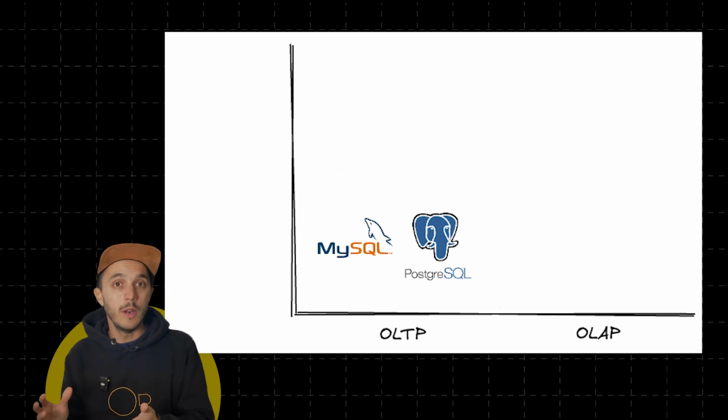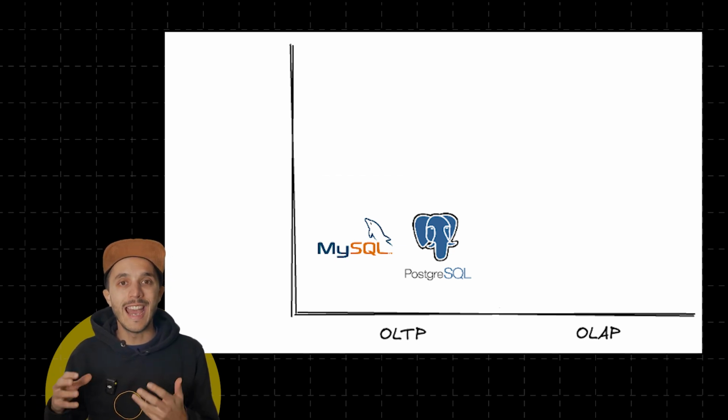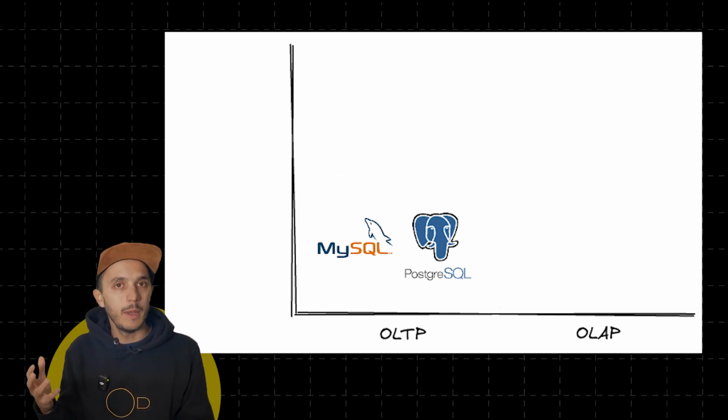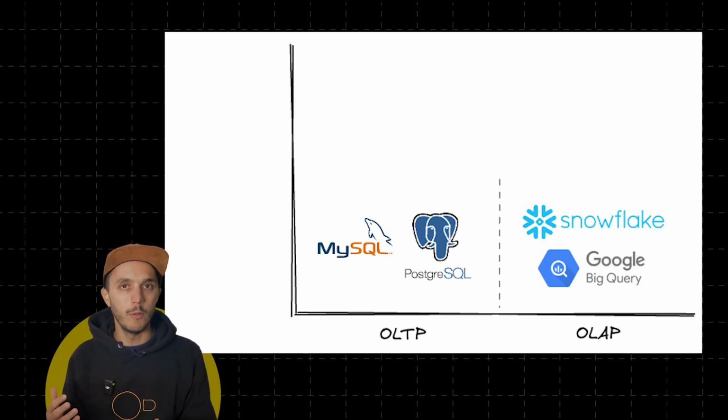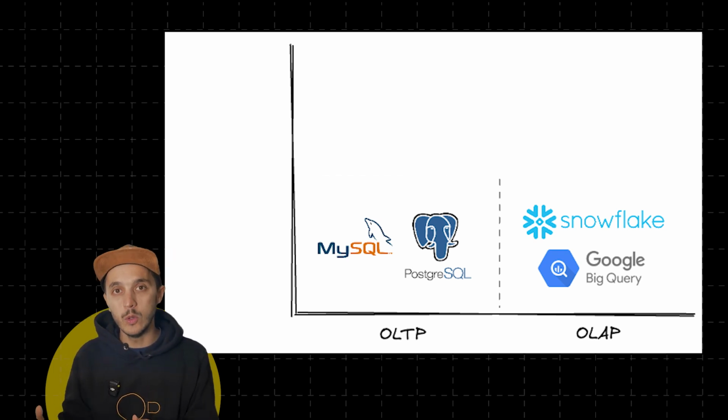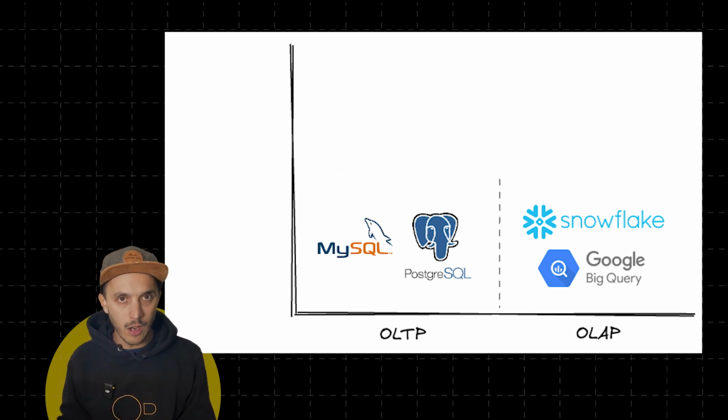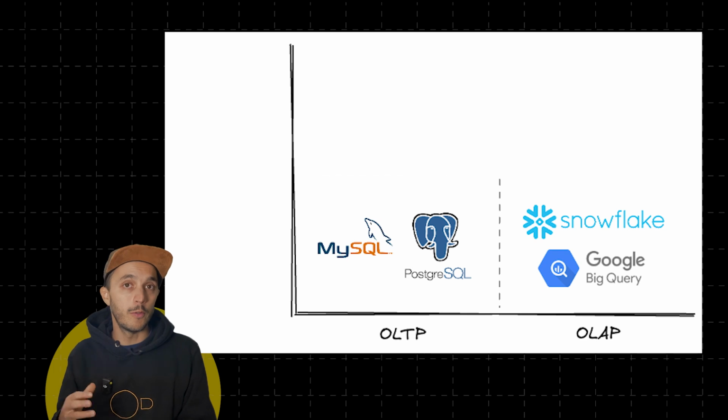The second category is OLAP, Online Analytical Processing. These are databases like BigQuery and Snowflake that are built for analytical queries. They are great at processing large datasets, computing metrics across many columns, and supporting complex analysis. And query time here can go from 100 milliseconds to several minutes.